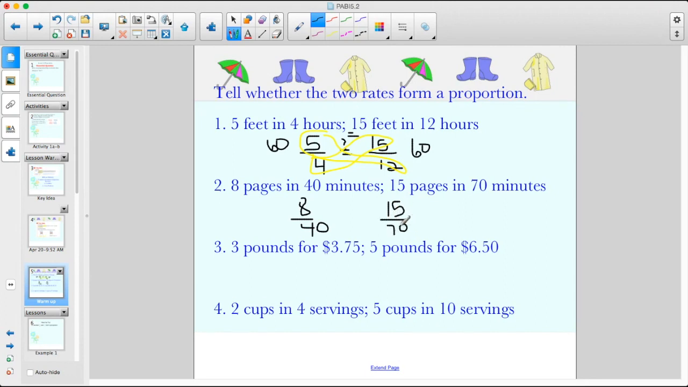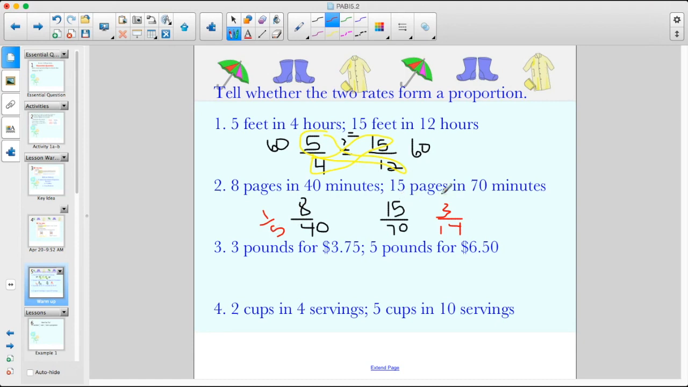Are they proportional? So for these, where I would probably start would be simplifying them because they both can be pretty easily reduced. We know 8 over 40, if we divide top and bottom by 8, that's going to reduce to 1 over 5. For 15 over 70, we know both of them can be divided by 5. 15 divided by 5 is 3. 70 divided by 5 is 14. So my two fractions I'm left with are 1/5 and 3/14.